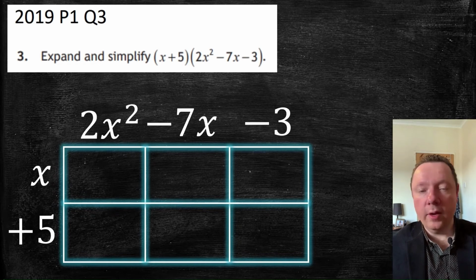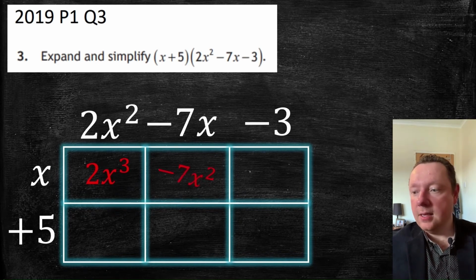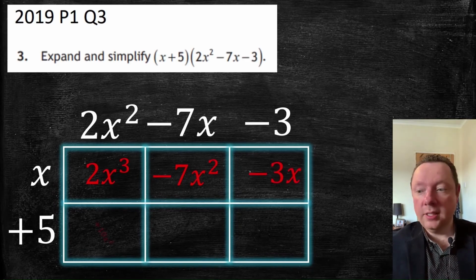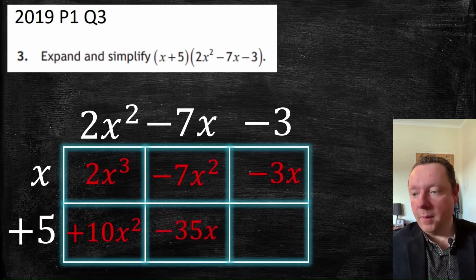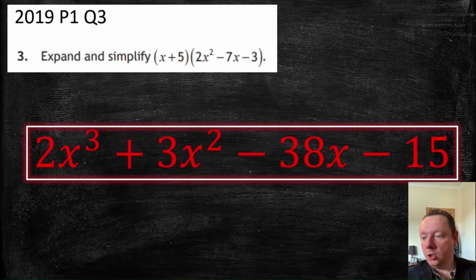I've got x times 2x squared is 2x cubed, x times minus 7x, minus 7x squared, x times minus 3, minus 3x. 5 times 2 is 10, so 10x squared, put a plus in. 5 times 7 is 35, so minus 35x. 5 times 3 is 15, so minus 15. Putting it all together in the same way, we will have an answer of, are we ready? 2x cubed plus 3x squared minus 38x minus 15.